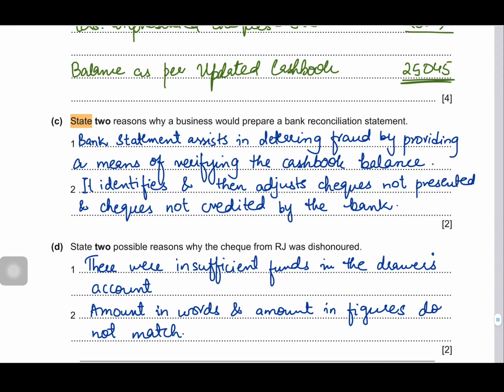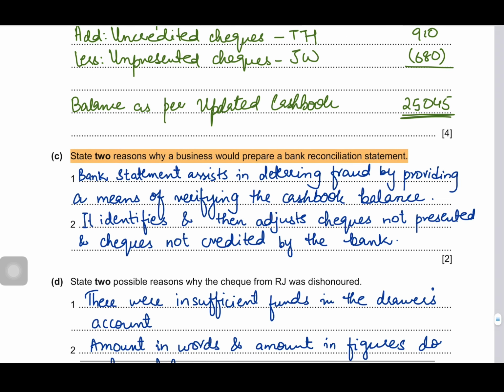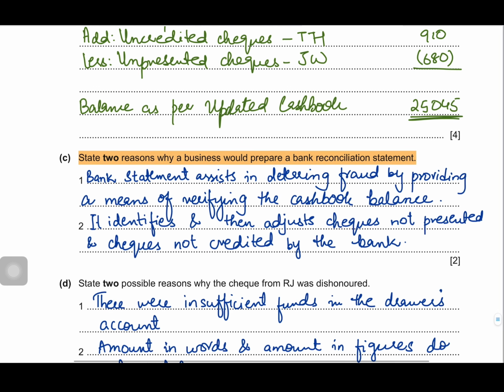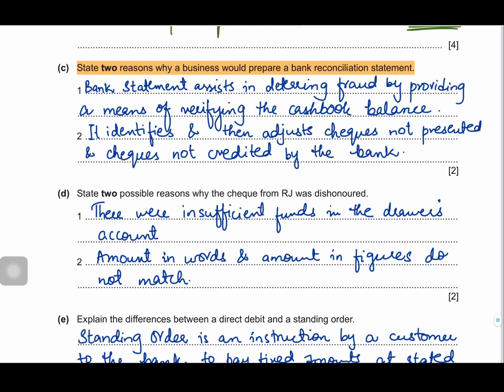The first, part C, is: state 2 reasons why a business would prepare a bank reconciliation statement. We have already discussed the reasons for preparing a bank reconciliation statement in the uses of bank reconciliation statement video. I have written 2 over here. The bank statement assists in deterring and discovering fraud by providing a means of verifying the cash book balances. The bank statement, as we have already discussed, is an independent statement provided by an independent party, so it does help in identifying or locating any fraudulent activities going on in the business.